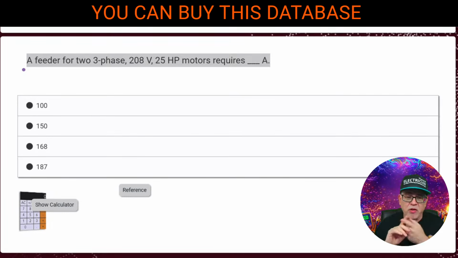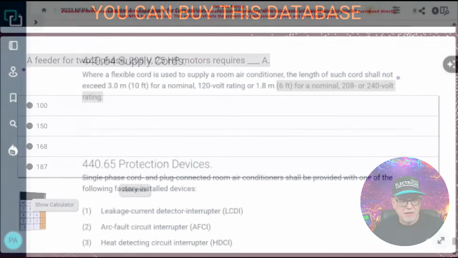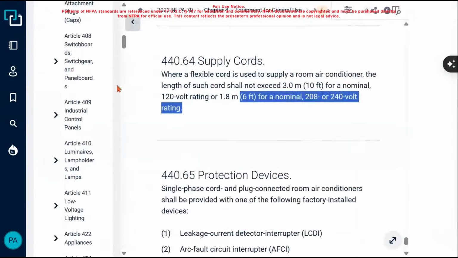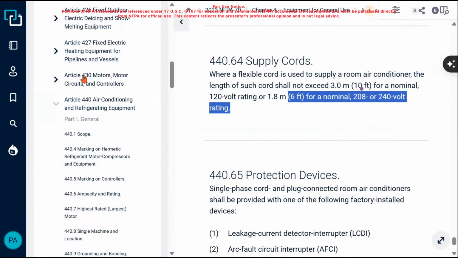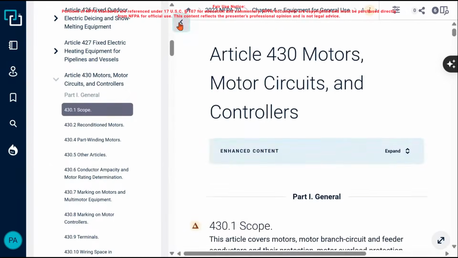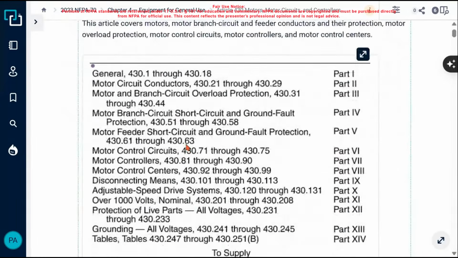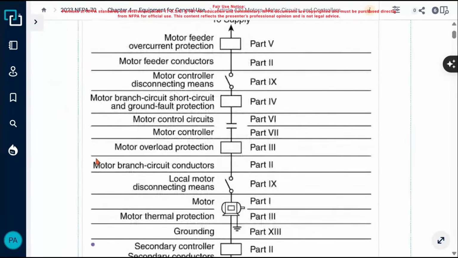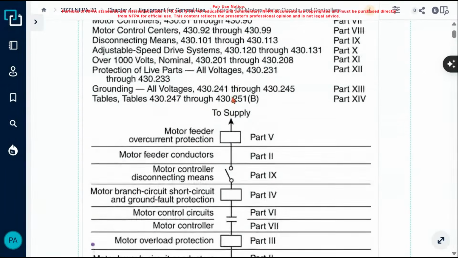The first thing we know, we're talking motors, right? So one way to do this is that when you talk about motors, there's what's called a pictogram available in Article 430. So what we want to do is go look at that pictogram and get an idea of what it is. So again, we know it's motors. If I just go right to motors, right here, I see I've got this nice little nifty drawing that's going to help me.